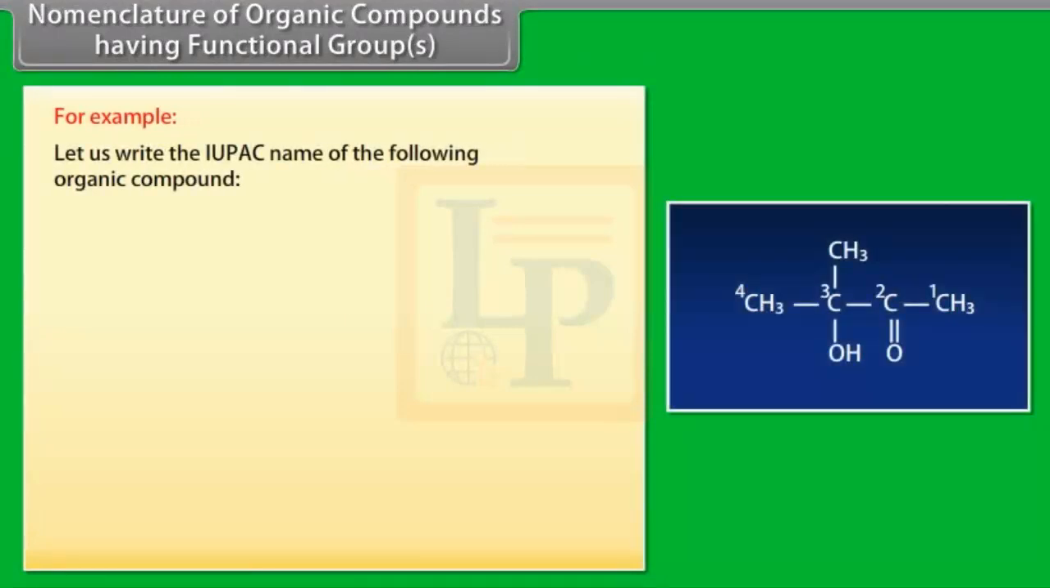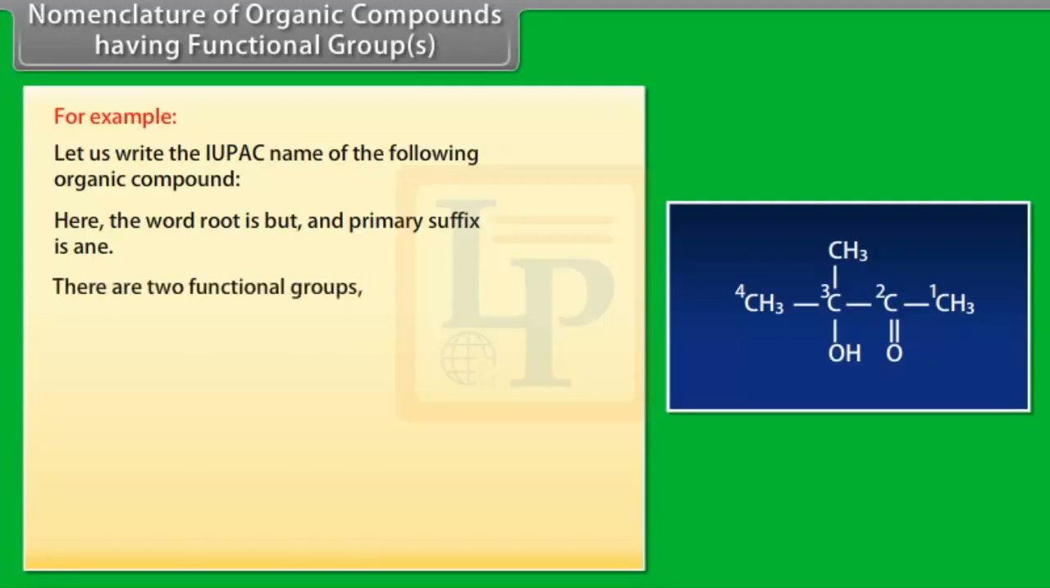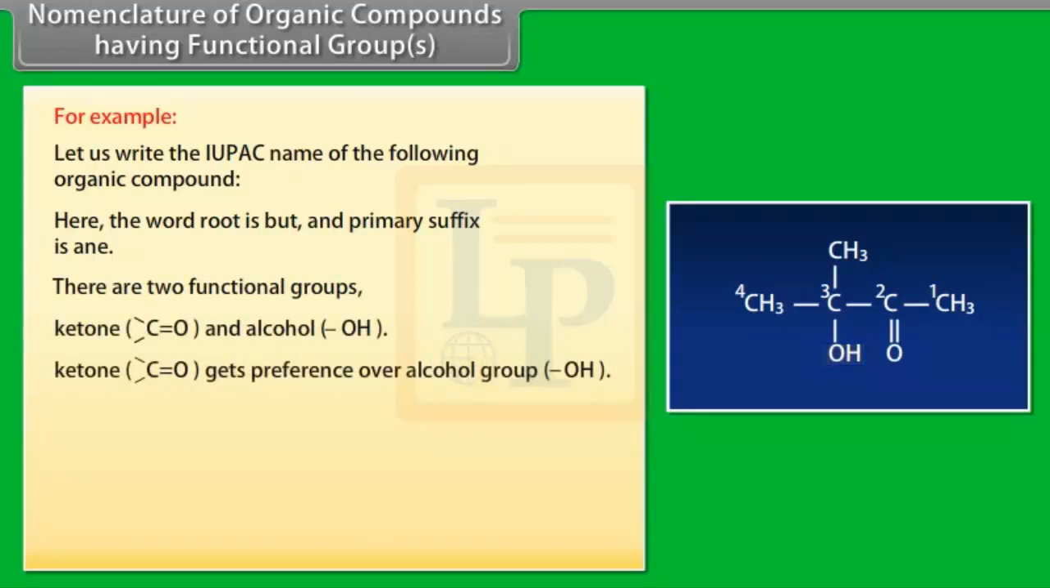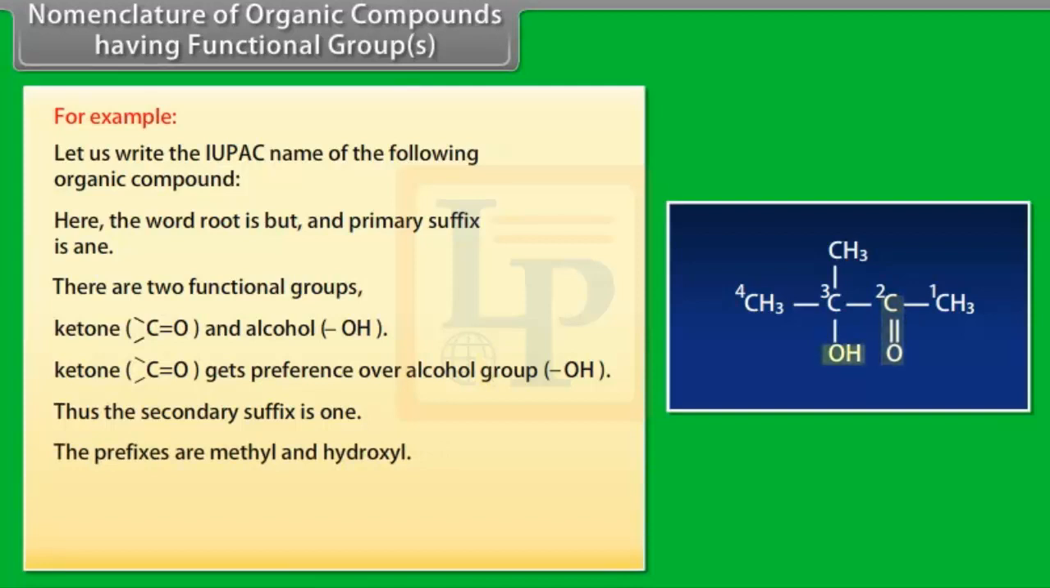For example, let us write the IUPAC name of the following organic compound. Here, the word root is but, and the primary suffix is ane. There are two functional groups, ketone and alcohol. Ketone gets preference over the alcohol group. Thus, the secondary suffix is -one. The prefixes are methyl and hydroxy. Thus, the name is 3-hydroxy-3-methylbutan-2-one.